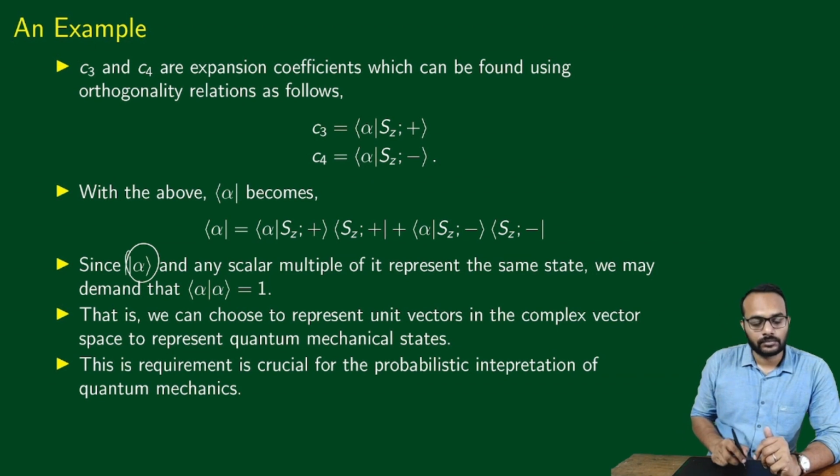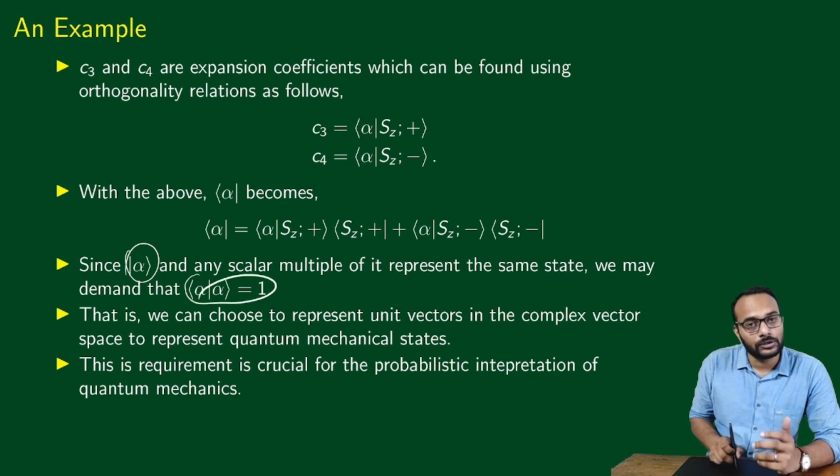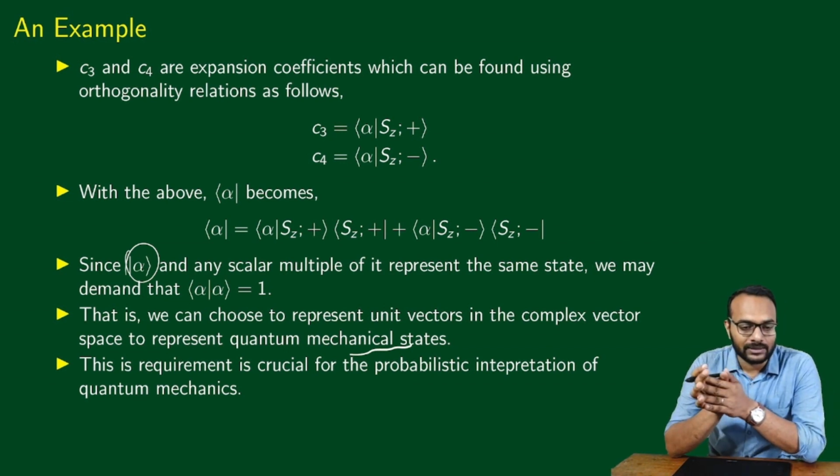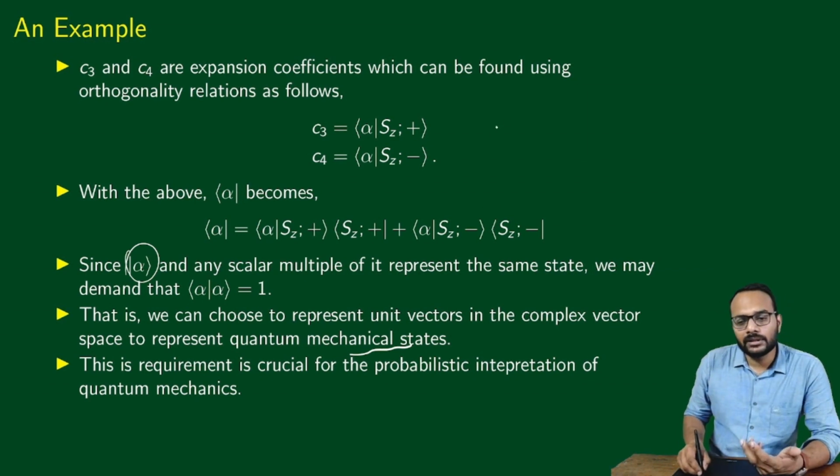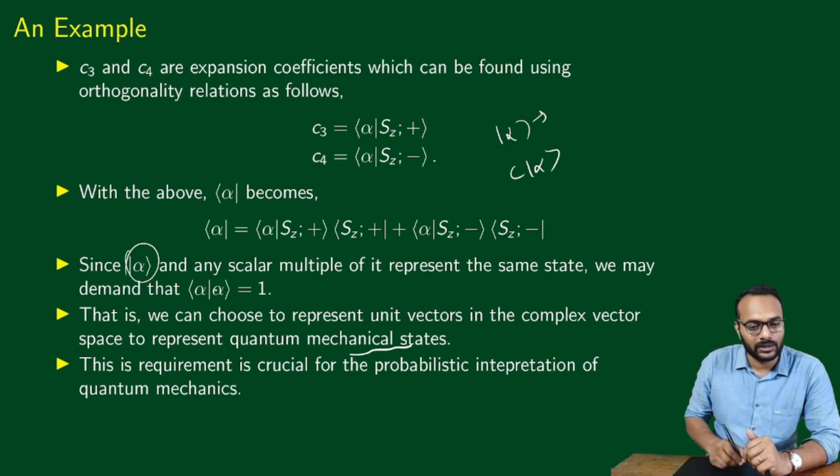So let's say that this state alpha is also normalized. That is, we can choose to represent unit vectors in the complex vector space to represent quantum mechanical states. So we'll be using unit vectors in the complex vector space to represent quantum mechanical states. Why do we do this? One thing is convenience, and the other thing I'll discuss immediately. Because if alpha is a state, C alpha is also a state. So C alpha also represents the same physical state. So we might as well use unit vectors instead of vectors of any length. We could use unit vectors to represent states. That's what we are doing here.